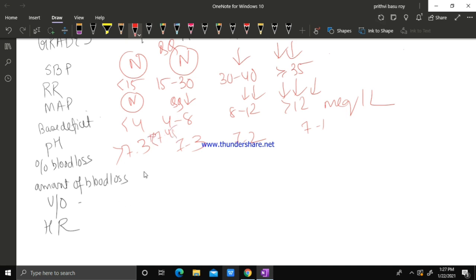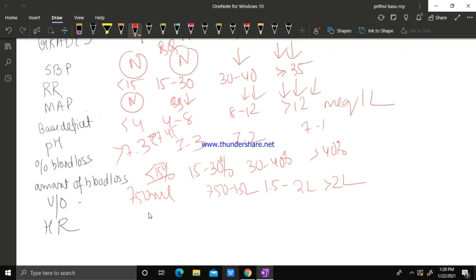Percentage blood loss: more than 40% blood loss, 30 to 40% blood loss, 15 to 30% blood loss, and less than 15% blood loss. Next is the amount of blood loss. What is the amount of blood loss? 750 ml, then 750 to 1000, 1.5 liters, 1.5 to 2 liters, and more than 2 liters. Heart rate is very interesting: less than 100, more than 100, more than 120, more than 140. Wow. So these are the parameters.